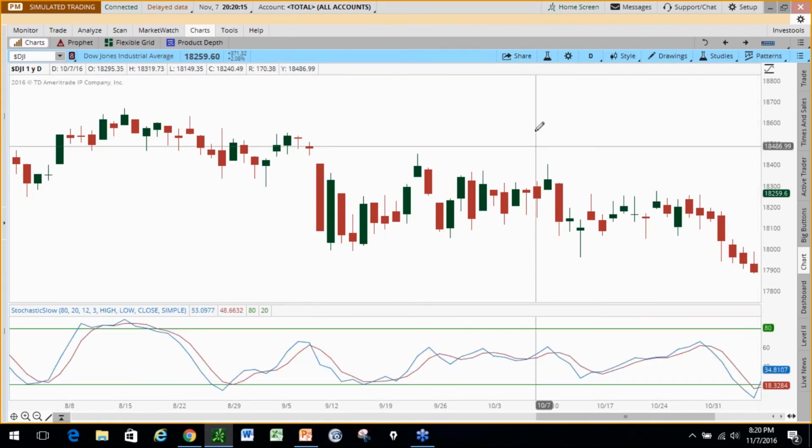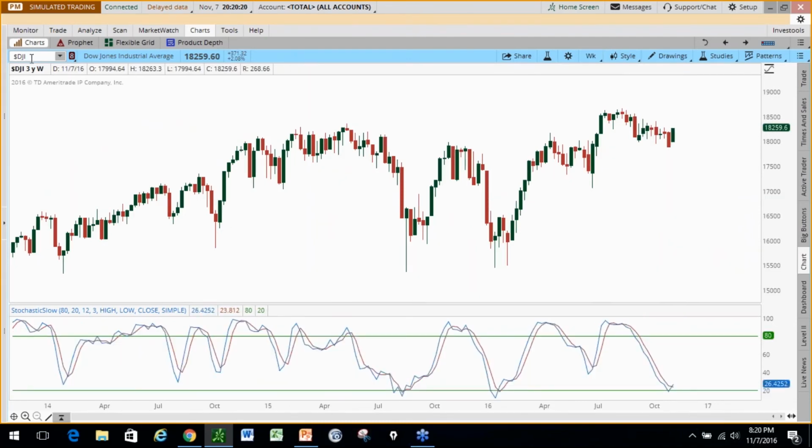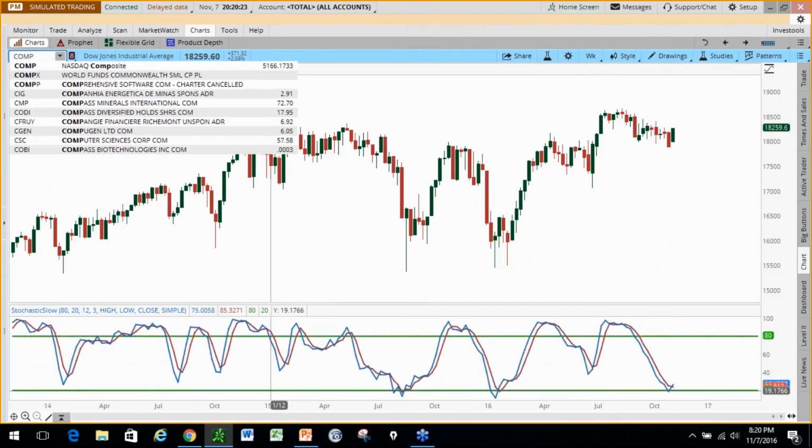Interestingly enough, all of them are at the bottom. We can go to the weekly chart. We can see that they are all hitting that bottom all at the same time. Is that a coincidence? I don't think so.